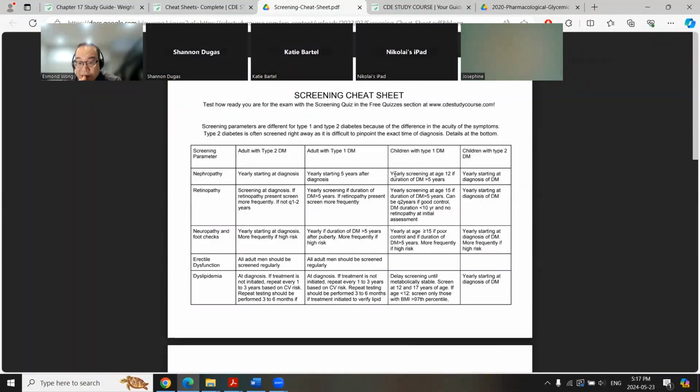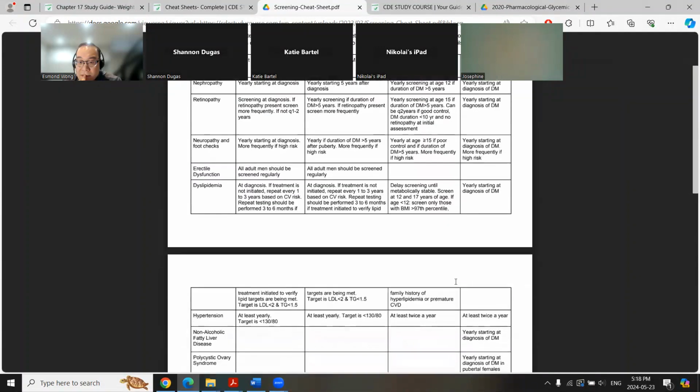Correct. Yes, that's how I would interpret it. It's not saying between, it's at 12 or 17. If, for example, we diagnose a person at 15 years old, stable, we should not check lipids. We should wait till 17. That's how I would interpret it right now. I will double check for you, but yeah, that's how I would interpret it.